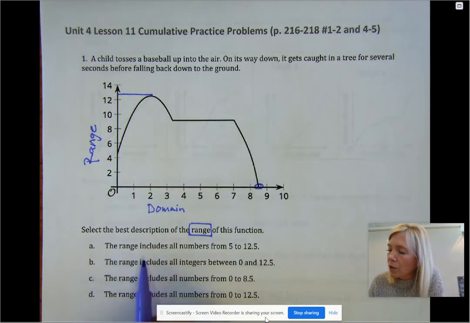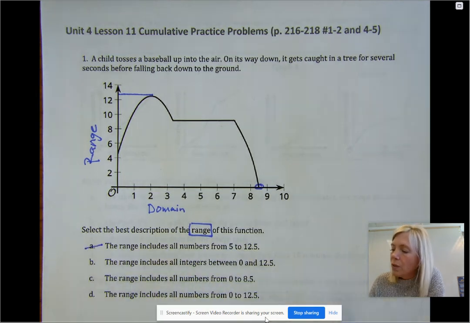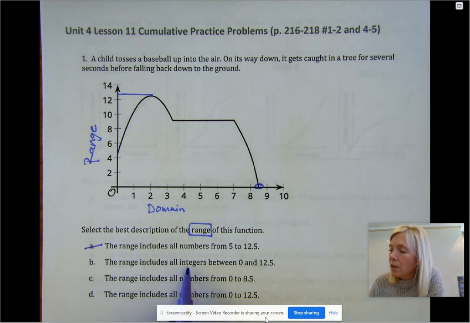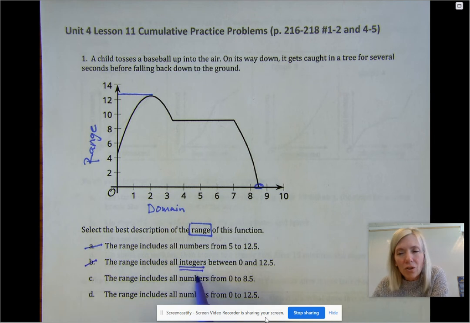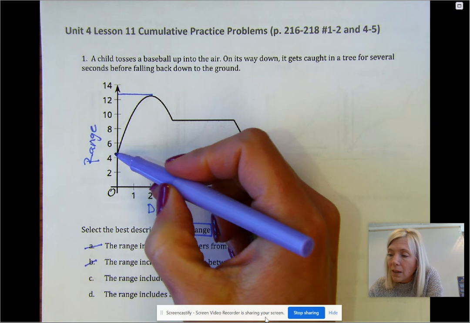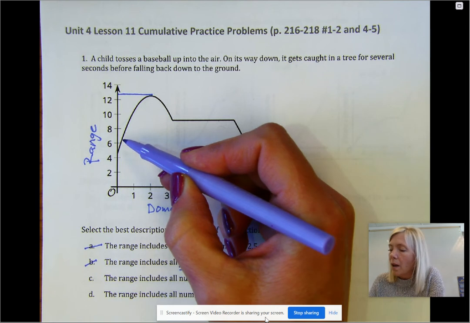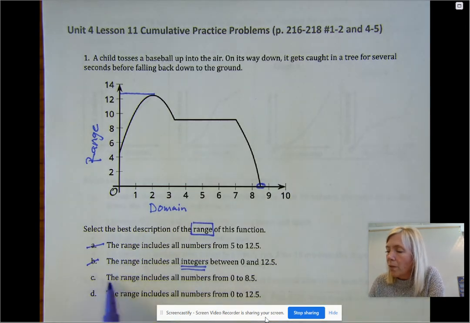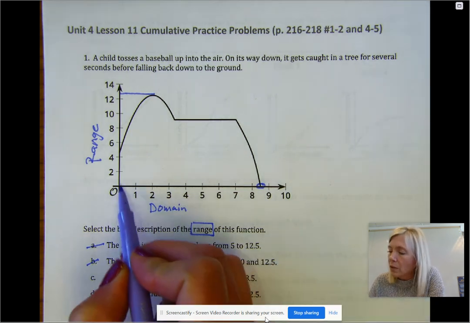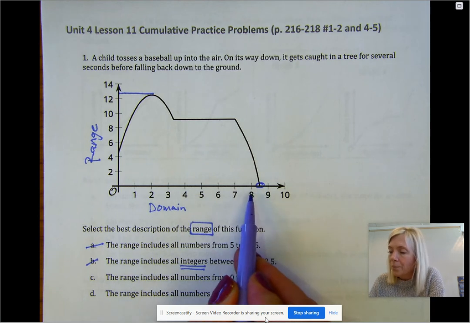Okay, so A, the range includes all numbers from 5 to 12 and a half. That's not true. B, the range includes all integers between 0 and 12.5. So this is the key word here that makes this one not true, because integers, those are like positive and negative counting numbers. And you can see the graph is continuous. It includes numbers that would be like a fraction or a decimal. So not B. And then C, all numbers from 0 to 8.5. 0 to 8.5 is actually the domain.